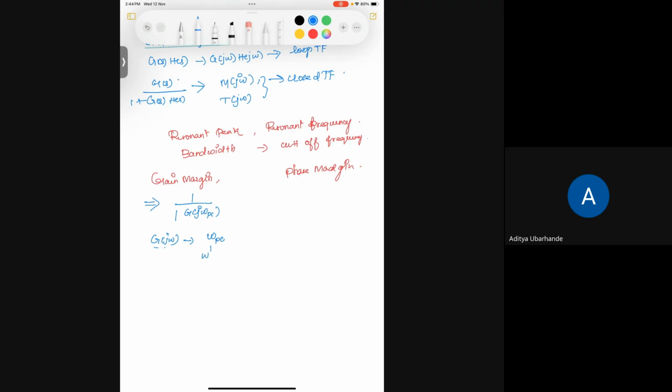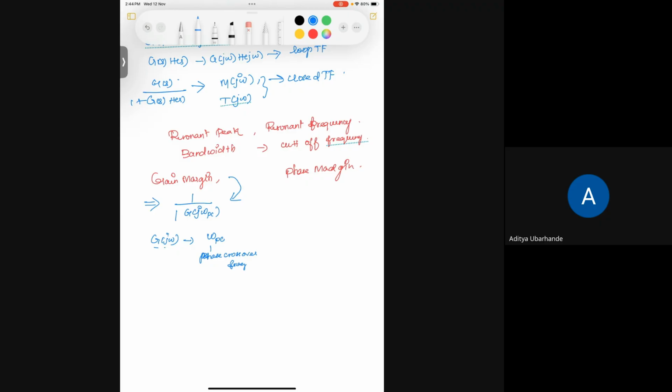This is the phase crossover frequency, and it is a reciprocal, 1 by. So gain margin can be termed as the reciprocal of the open loop transfer function magnitude at the phase crossover frequency. This is another representation of gain margin.